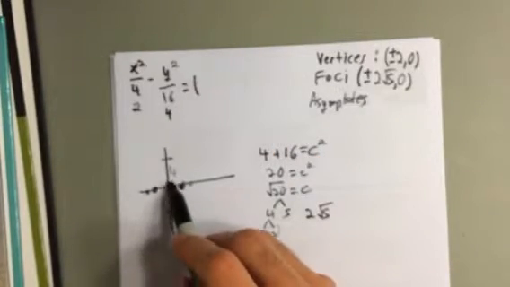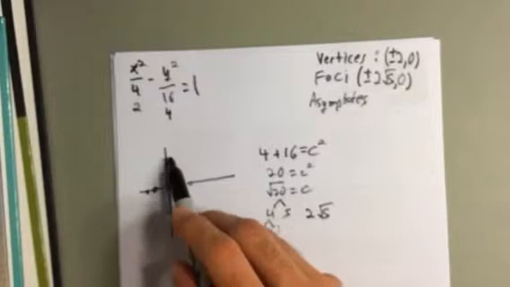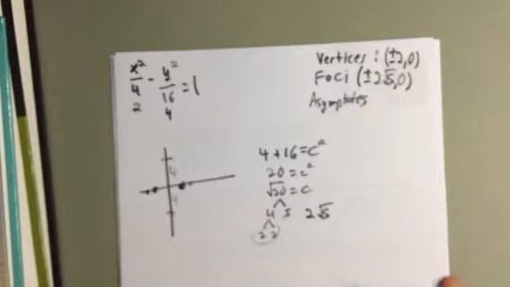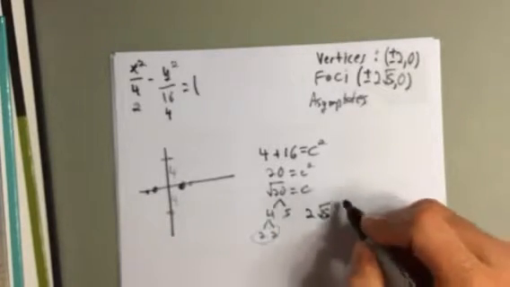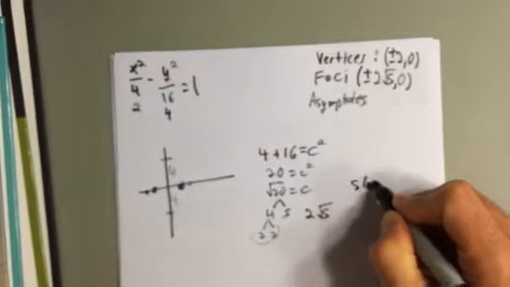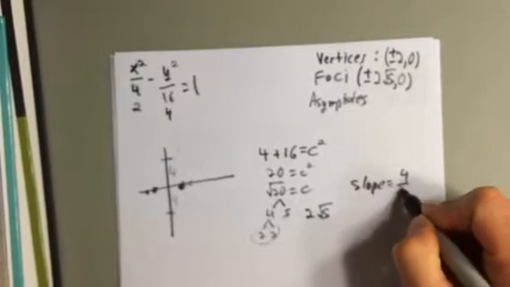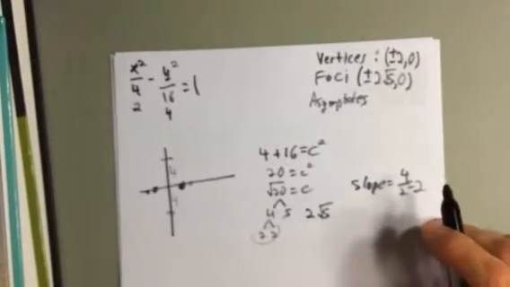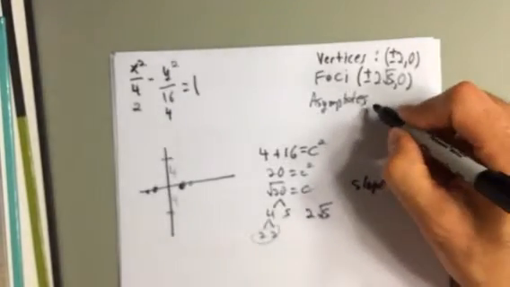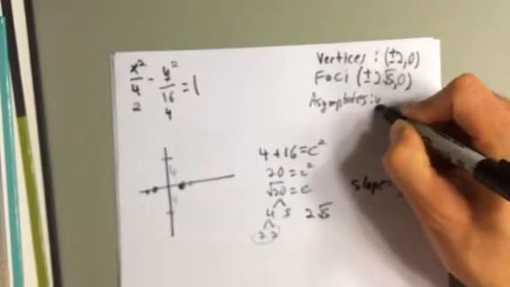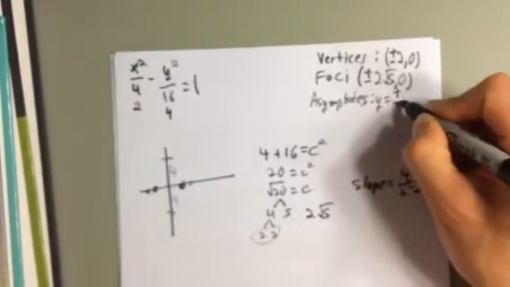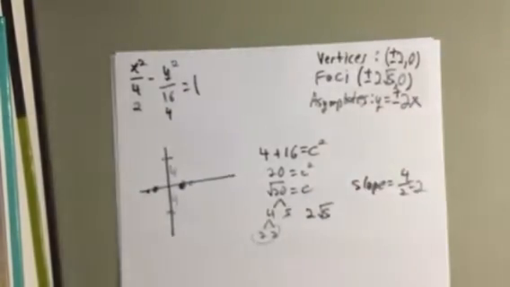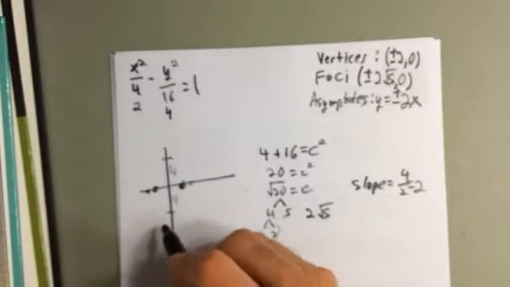So the slope there is up 4, right 2, y over x. So the slope for this one would be 4 over 2. And 4 over 2 is just 2. Since the slope is 2, the rise over the run, my asymptotes are going to happen at y equals plus and minus 2x.